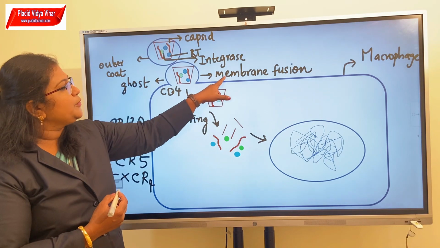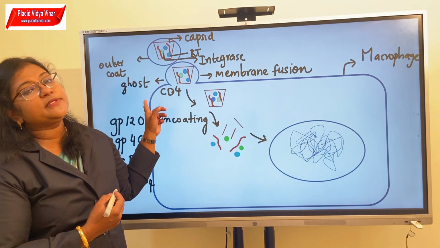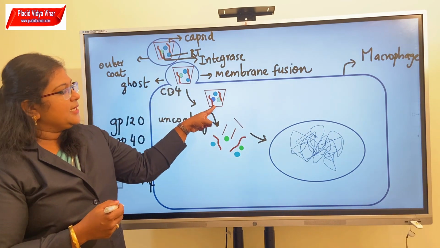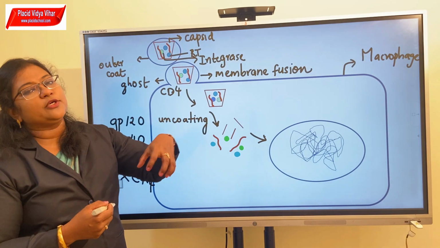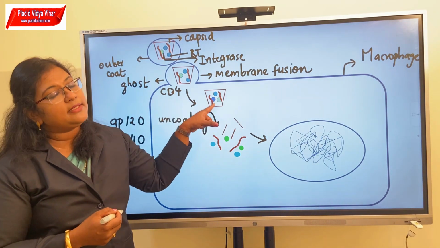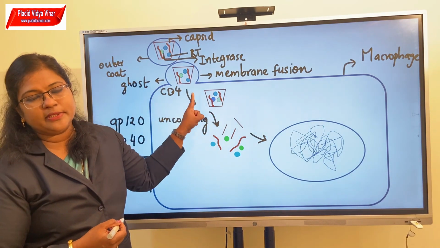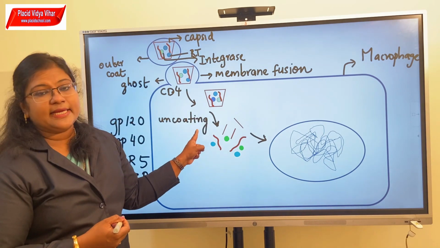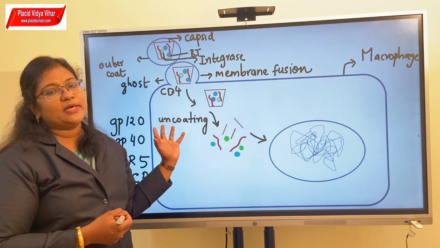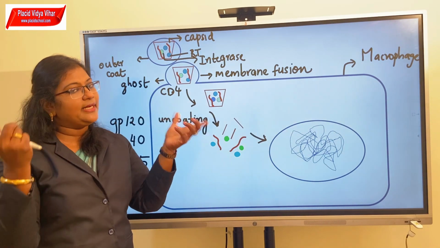And docking is followed by membrane fusion, that is, the outer membrane of the virus fuses with the plasma membrane of the cell. This results in pushing of the content of the virus, that is the capsid coat containing the viral genome and the enzymes, into the cell. So you can see here the capsid along with the genome of the virus is entering the cell. Immediately after it enters, a process known as uncoating takes place. That means the outside capsid coat will get disintegrated.